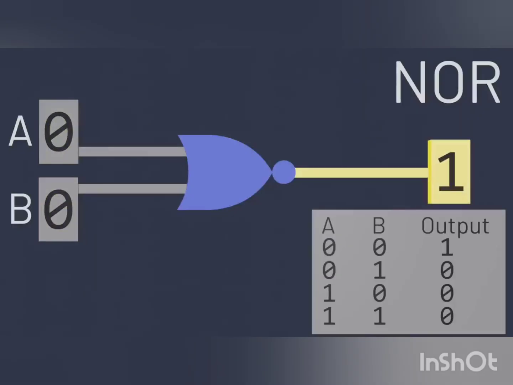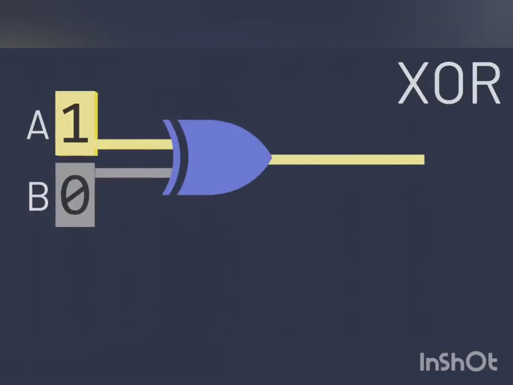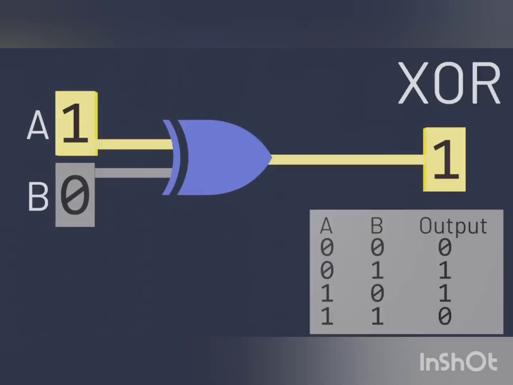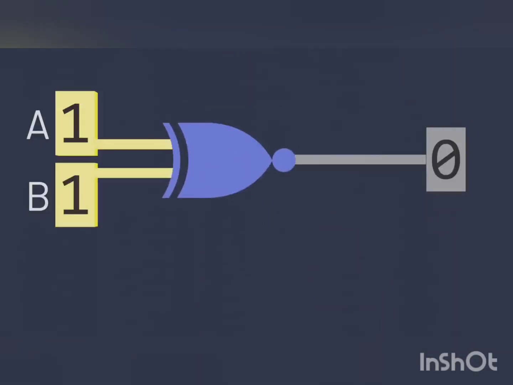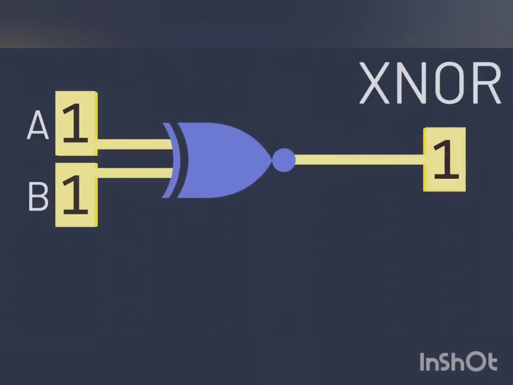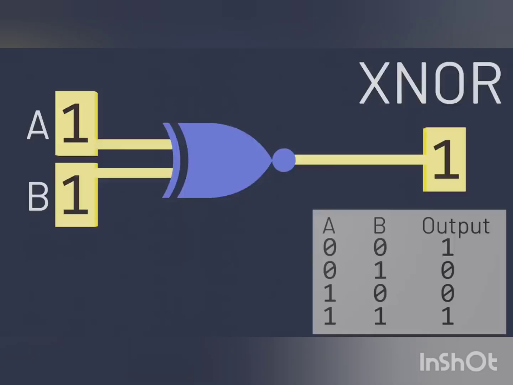Then comes the XOR gate, exclusive OR. It outputs 1 only when the inputs are different. If both inputs are the same, the output is 0. This gate is essential in operations like addition and error detection. Finally, the XNOR gate, the inverse of XOR. It outputs 1 when inputs are the same, and 0 when they are different.